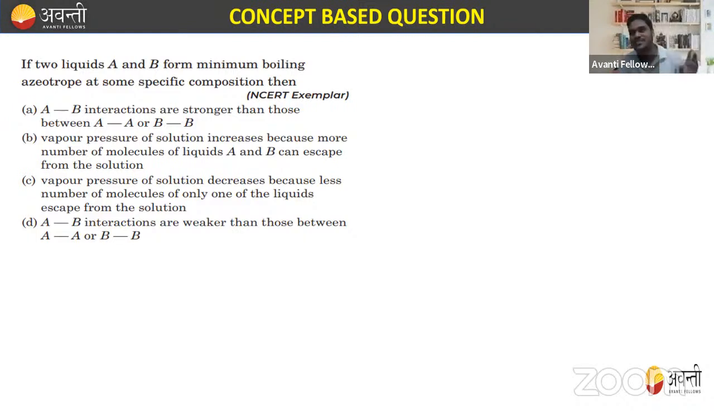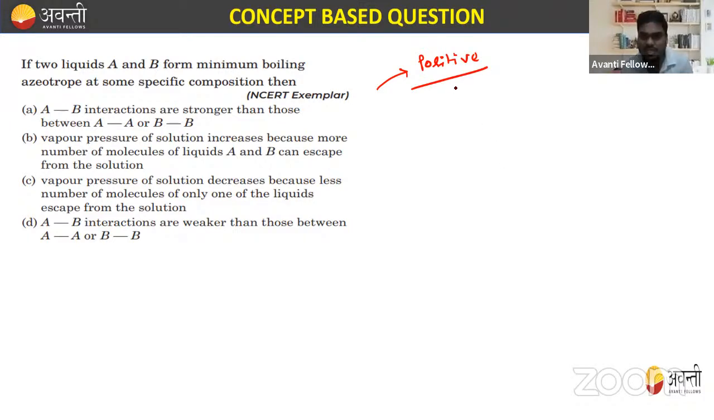Positive deviation or negative deviation? Tell me first. They are asking about minimum boiling azeotropes. Minimum boiling azeotropes are always shown by the positive deviation, right? So the solution showing the positive deviation forms such azeotropic mixtures, like a minimum boiling azeotropic mixture.